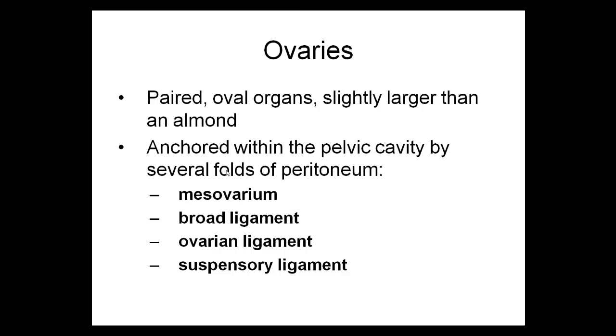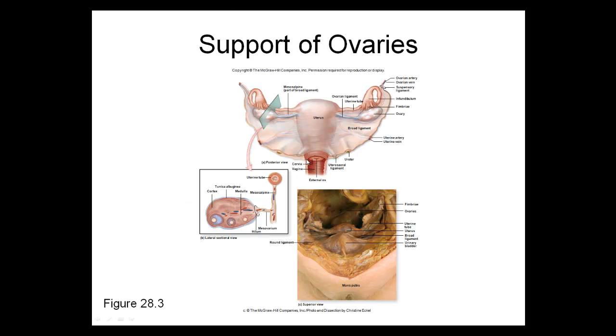The ovary is slightly larger than the shape of a diamond, and it is anchored to the pelvic cavity and to the uterus by several folds of peritoneum. We have the mesovarium, the broad ligament, the ovarian ligament, and the suspensory ligament. So let's have a look at how these ligaments look.